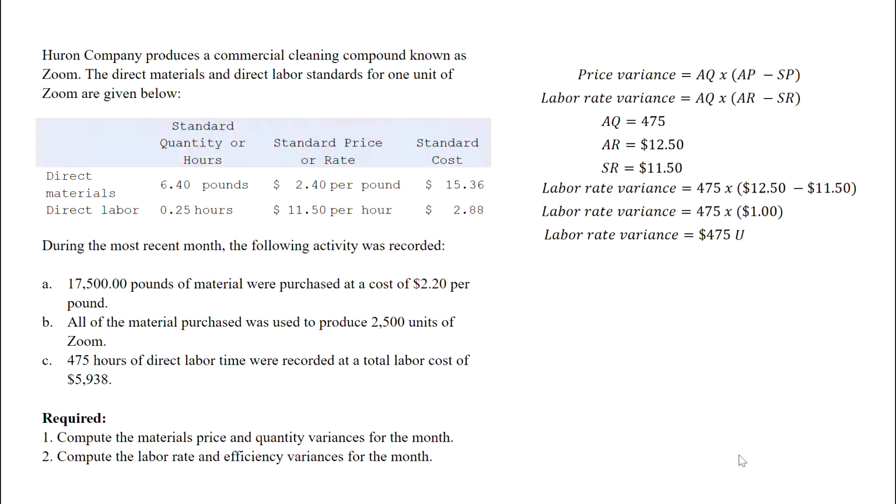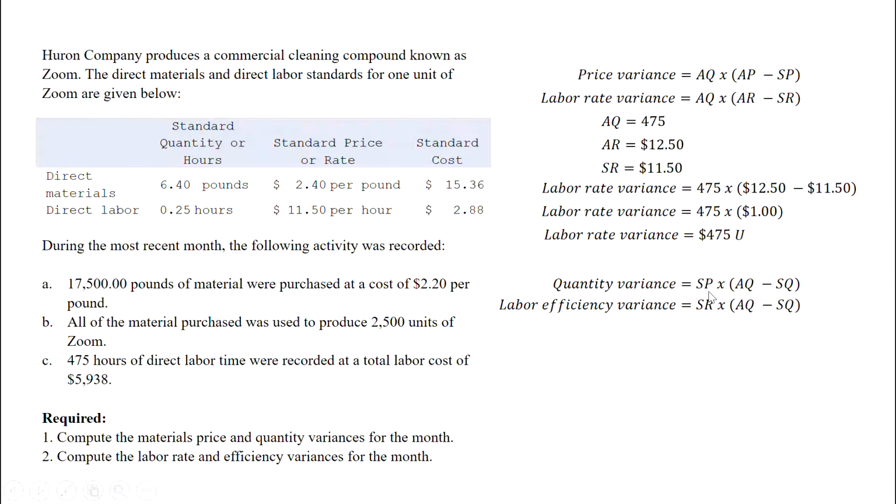Now let's go ahead and move on to labor. And again, I'm assuming you already looked at the prior video where we calculate a labor rate variance of 475 unfavorable. And then we're going to focus on our quantity variance for labor. Our general formula is still standard price times actual quantity minus standard quantity, but our lingo is just a little bit different. Instead of a quantity variance, for labor, we call it a labor efficiency variance. Same thing, just different terminology.